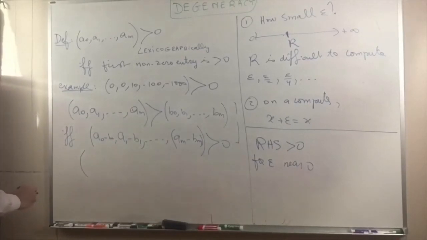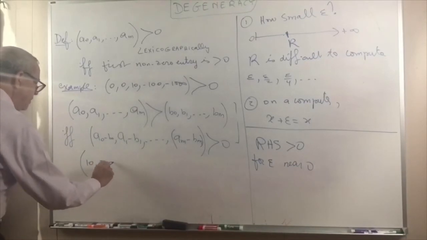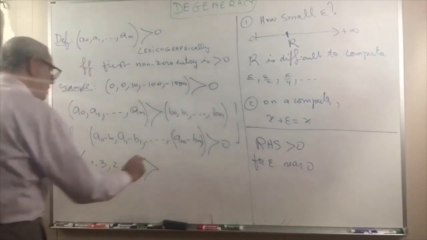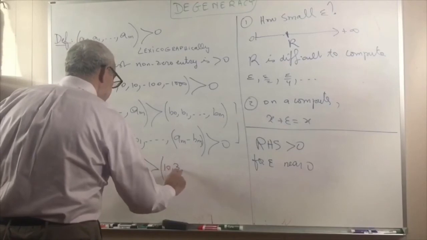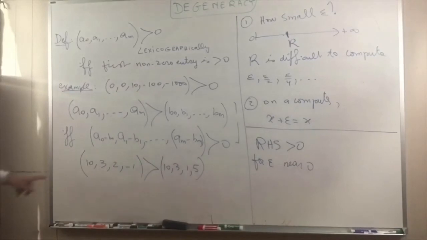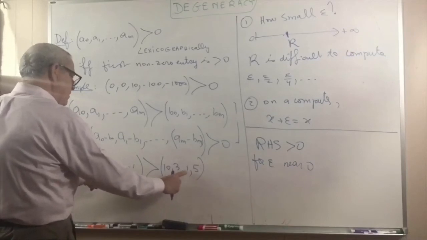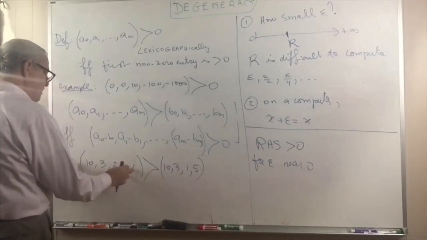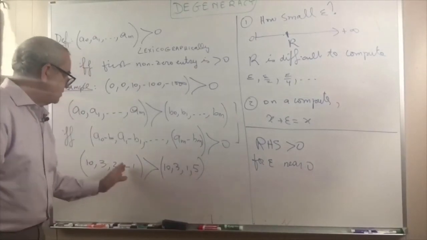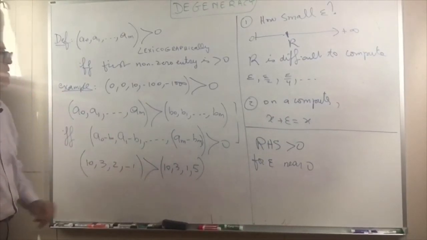So let's say 10, 3, 2, minus 1 is lexicographically bigger than 10, 3, 1, and 5. The first two, 10 and 10, are equal, 3 and 3 are equal, and then 2 is bigger than 1. Therefore, this vector is lexicographically bigger than this vector, even though minus 1 is less than 5. We don't care about that. Once we find where they are different, that determines which way the inequality goes.